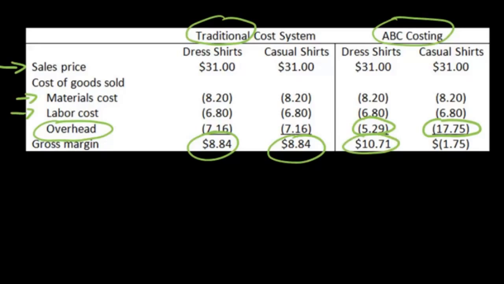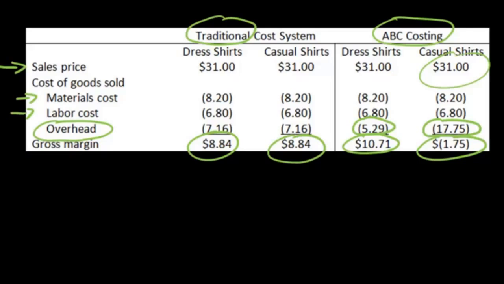And notice how that affects our gross margin. Dress shirts have a gross margin of $10.71, and with casual shirts, we're losing $1.75. Now, when we use activity-based costing, we can see that we are actually losing money on the casual shirts. We're making money on the dress shirts, but we're losing a lot of money on the casual shirts. So we either have to increase the price that we are selling our casual shirts for, let's say more than $31, or we need to figure out a way to reduce our cost.